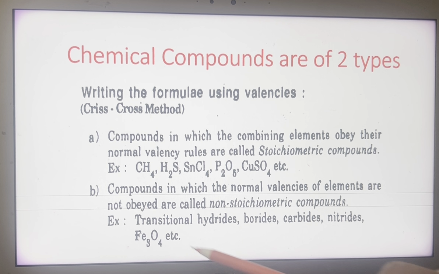So this type of formula does not follow the valency rules of Fe and oxygen. So it is a good example for a non-stoichiometric compound. Transition metal hydrides, borides, carbides, nitrides also do not follow the valency rules. So they are also examples of non-stoichiometric compounds.